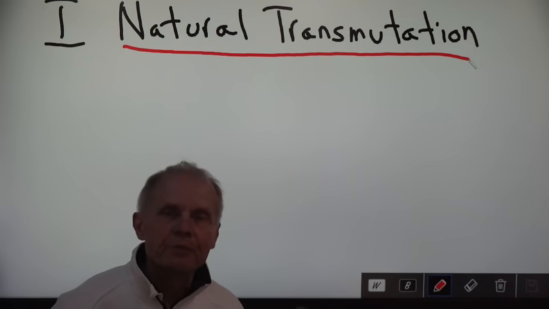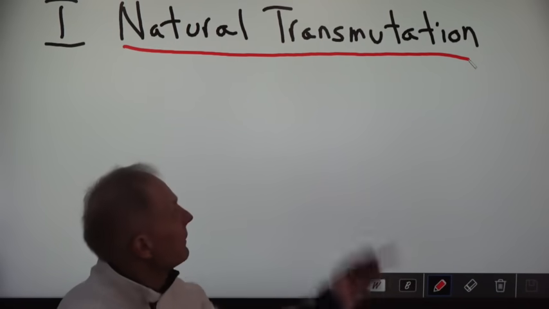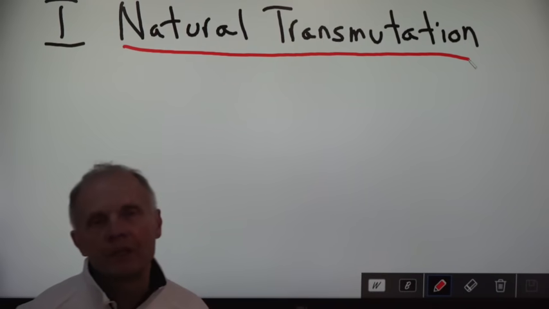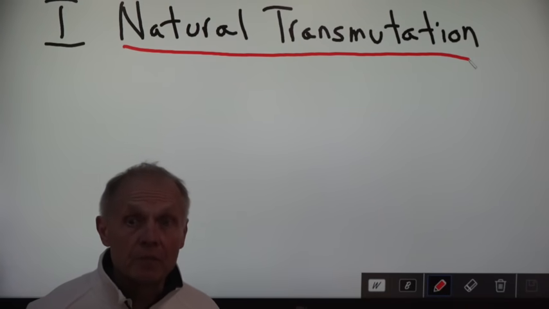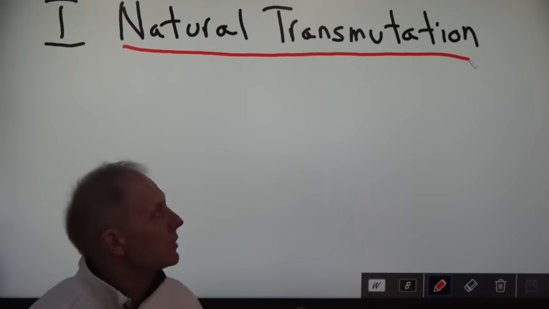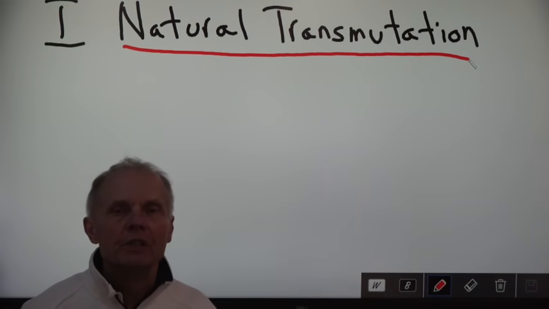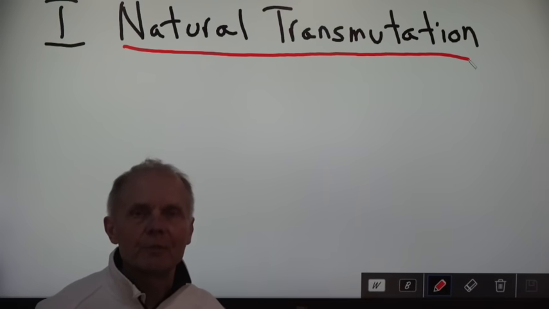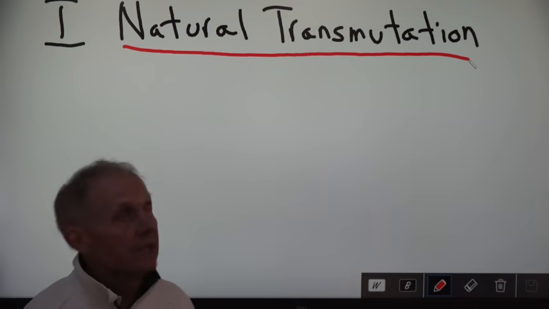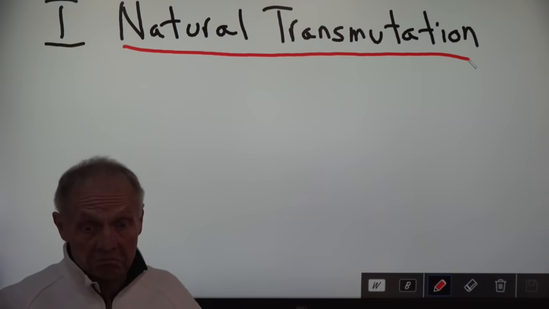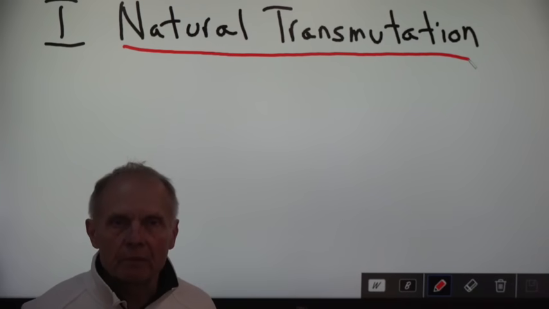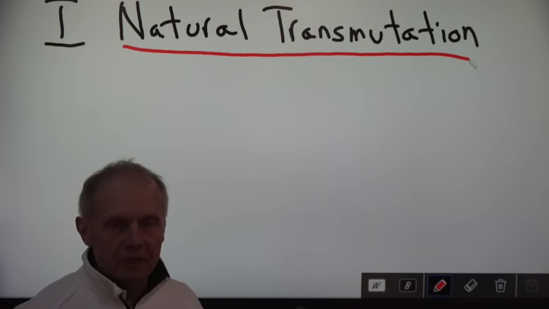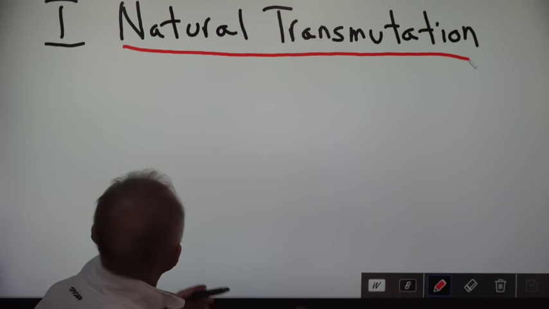Natural transmutation. Now, you've probably never heard the word transmutation before. But trans means change, and mutate means there's a change. So transmutation just means something is changing into something else. Natural means it does it by itself. Natural transmutation. So here's the definition. We'll write it down.